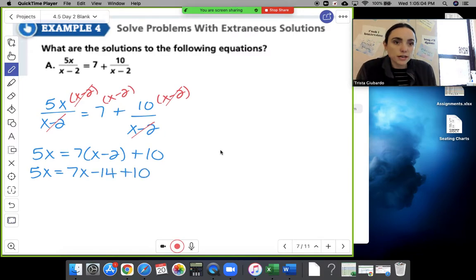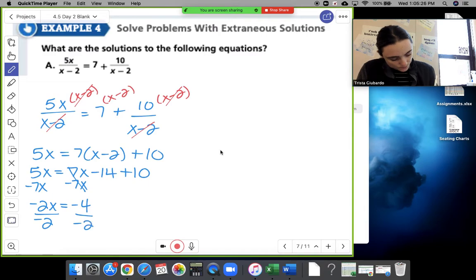So on this one, I do not have a quadratic equation. There's no x squared, so we just do a normal solve for x, get your x's by themselves. So since I already have some x's on the left, I'm going to bring my other x's over. So I'm going to subtract the 7x over. That gave me minus 2x equals, and then negative 14 plus 10 would be negative 4. I'm going to divide both sides by negative 2. It gives me x equals negative 4 divided by negative 2, which becomes 2.